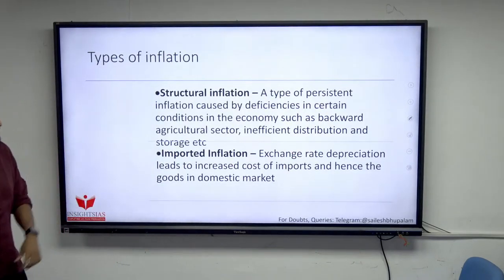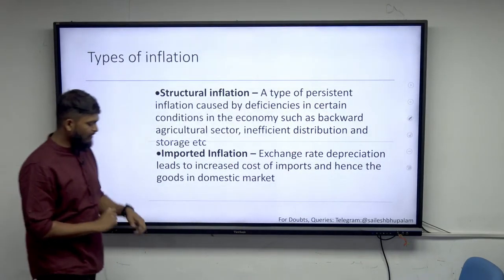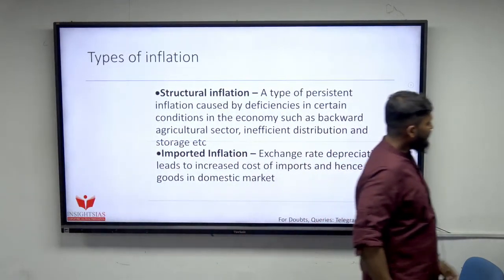Okay, we'll take from structural and imported inflation after break. We'll take a 15-minute break and continue.